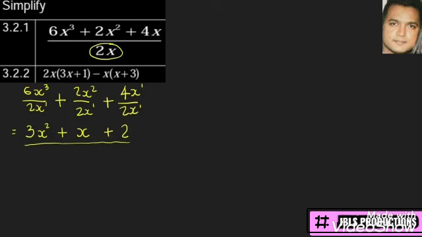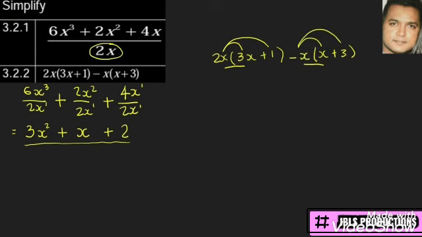Now looking at the next one, I'll rewrite it down here so it will help in teaching you better. So we have 2x times the bracket 3x plus 1, minus x times the bracket x plus 3. Okay, when you come to this one, this is a term being multiplied by a bracket. Whenever there's a single term being multiplied by a bracket, we call this the distribution law. So we multiply each of these terms by whatever is in the brackets. And keep in mind, you need to worry about the signs.